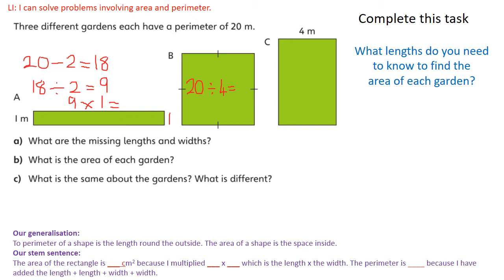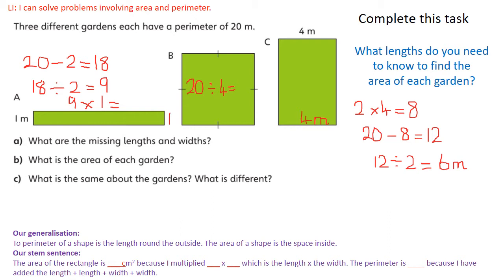In C, we know that one of the sides is 4 meters. Therefore, we know the other side opposite is also 4 meters. And we need to find what the length is. So we've got two lots of 4 meters, which is 8. We know the total perimeter is 20, so 20 minus 8 is 12. We've got two lengths that equal 12, so 12 divided by 2 is 6.